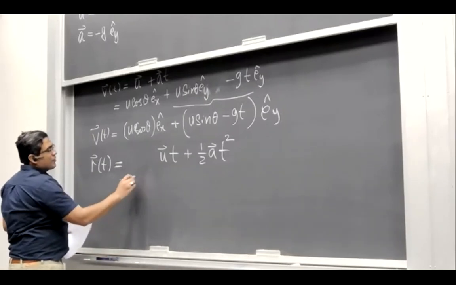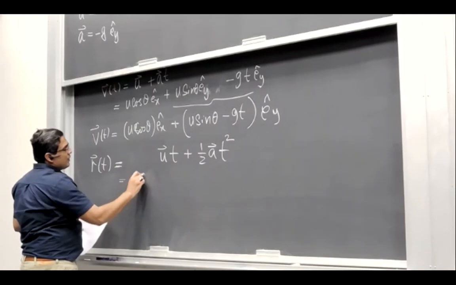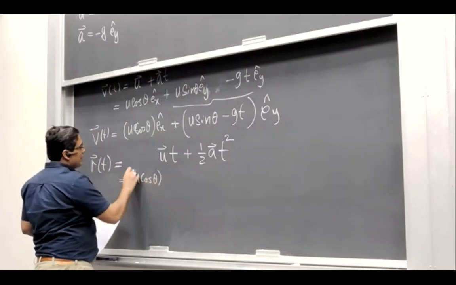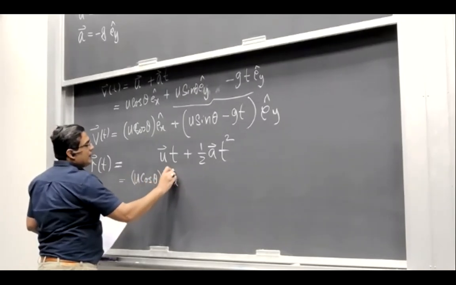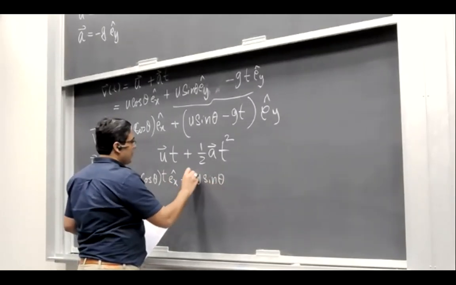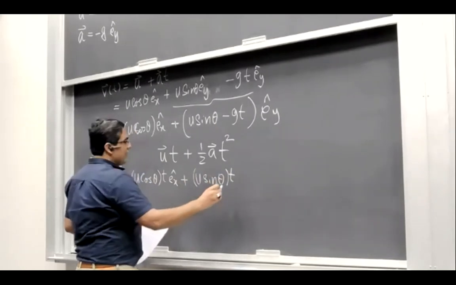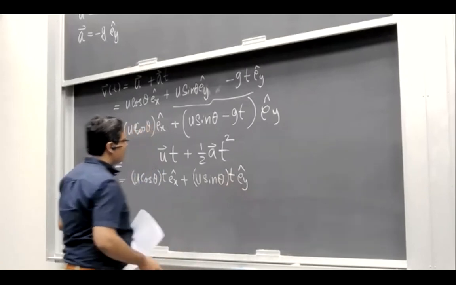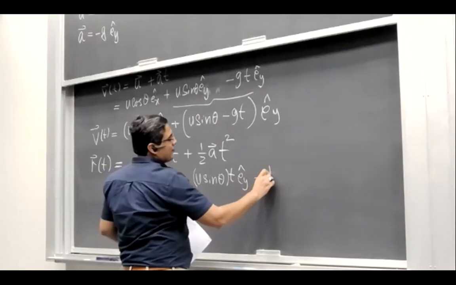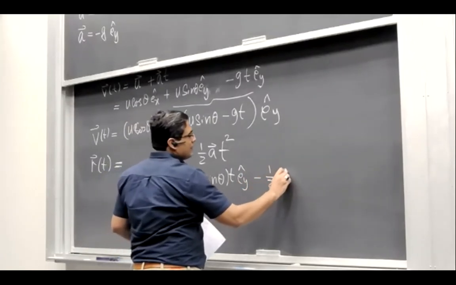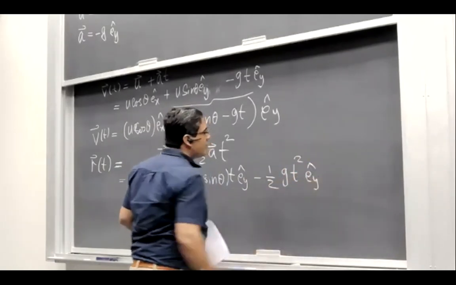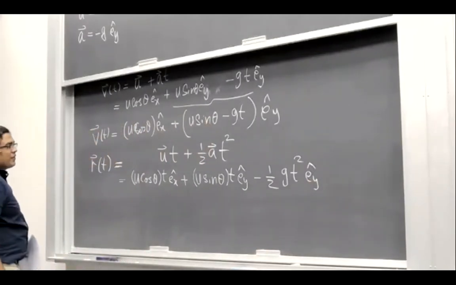And again, it's very simple. Now you substitute the value of u, which is in its components, u cosine theta times t ex plus u sine theta times t ey. Okay, so we got the first term, and now the next term is very simple, minus half g t squared ey. Okay, so that's the position as a function of time.